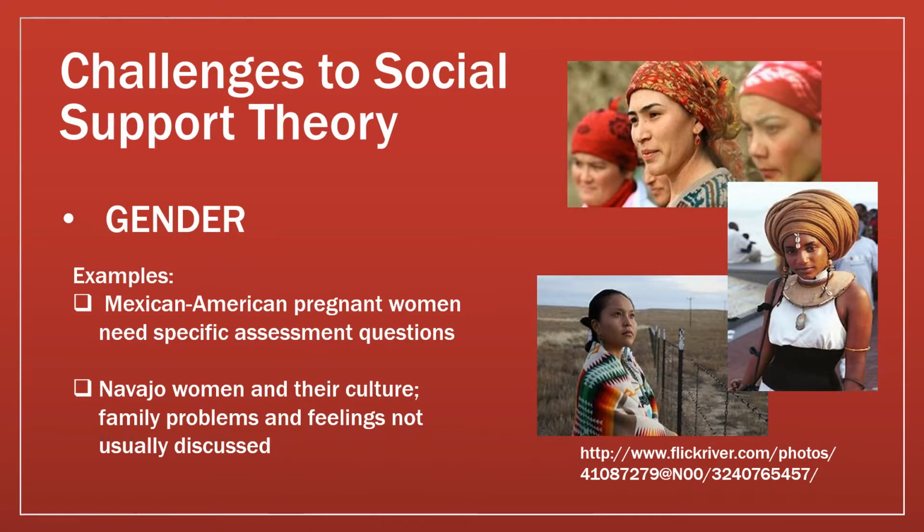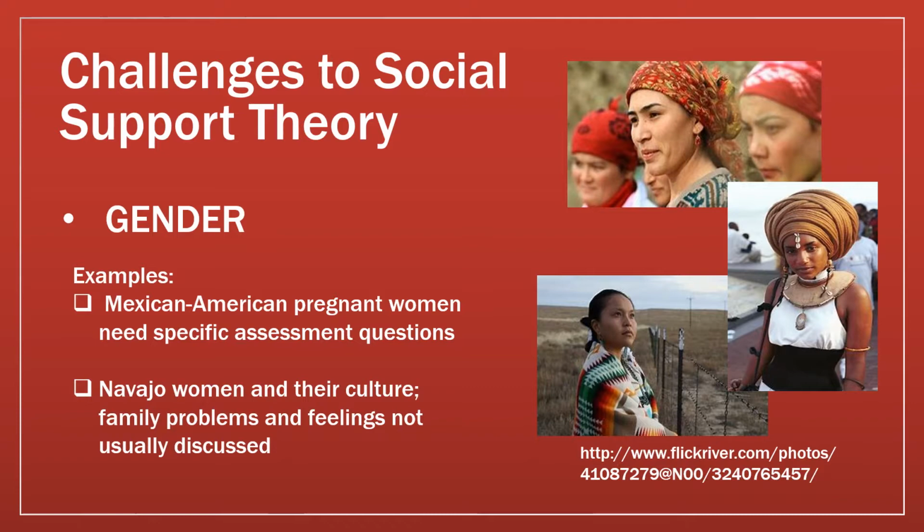For challenges to social support theory, a middle range social support theory development could be improved by further investigating the role of gender, cultural contexts, causality, interactions, and effective social support interventions. So let's talk about gender first.